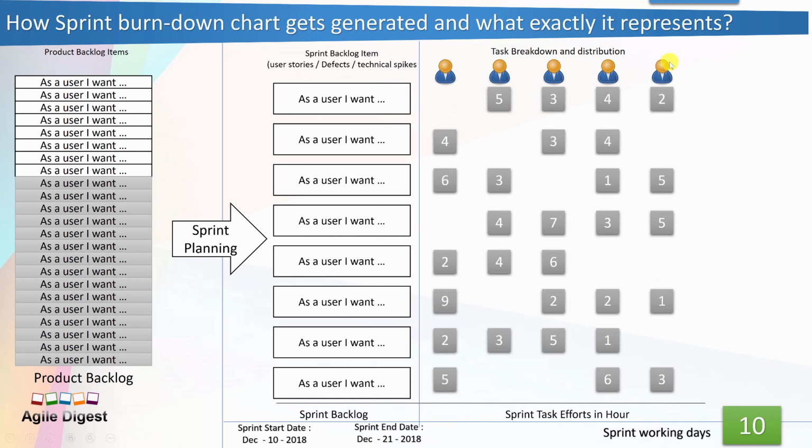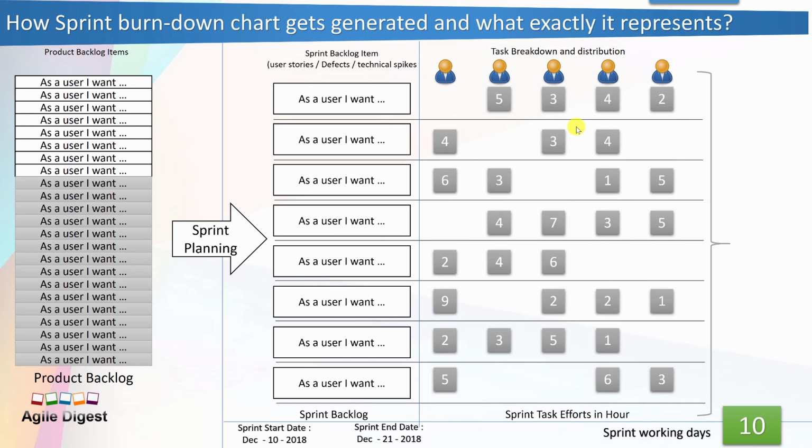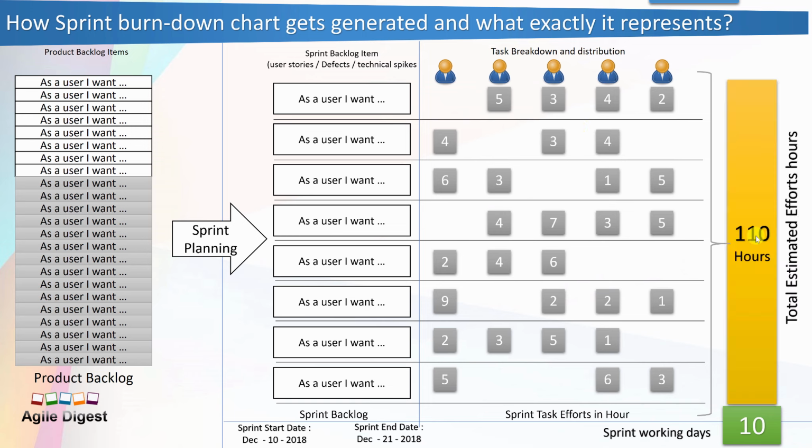There is a 5-member team. Everyone says, I will be working 5 hours on this story, this person will be working 3 hours on this story, and this person will be working 4 hours on this story. Similarly, everyone breaks down their stories into multiple tasks. These tasks can be for development, testing, or test case creation. After that, you get the total number of hours for that particular sprint. So the total work estimated for this sprint is 110 hours.